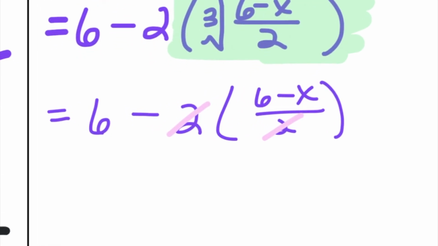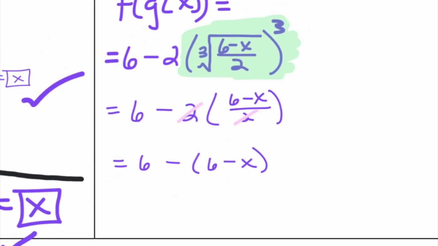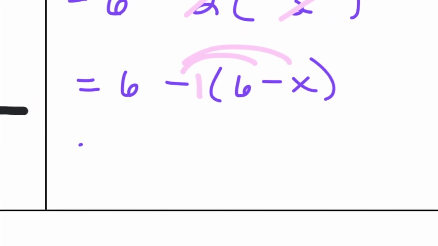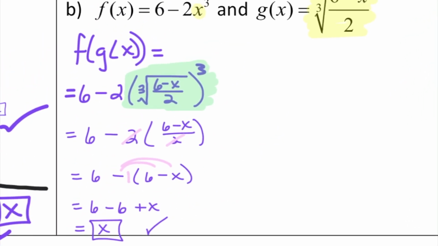And so really what I have here is 6 minus parentheses 6 minus x. I really need you to understand that that minus sign stays and the parentheses stay because you have to distribute that negative as a -1 across both of the terms that were in the numerator of the fraction. And so now this whole thing equals 6 minus 6 plus x, and all of that equals x, which is what we were looking for. Boom. That's f of g of x.